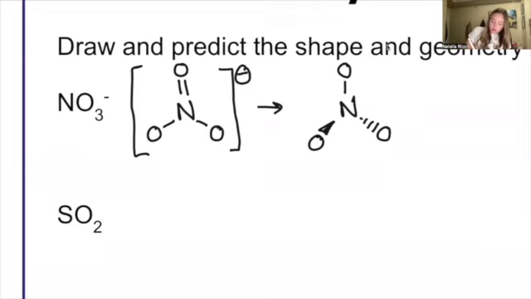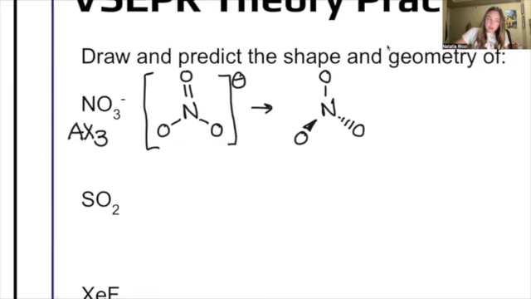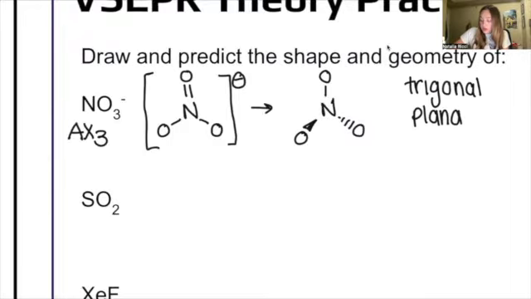So my notation, I'm going to put it over here, AX3. Now, 1, 2, 3 groups. So 3 groups is trigonal planar. For this one, the geometry and the shape are both trigonal planar.